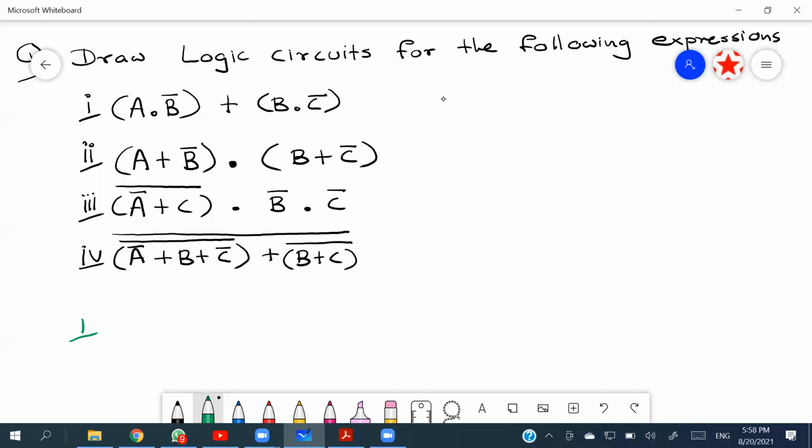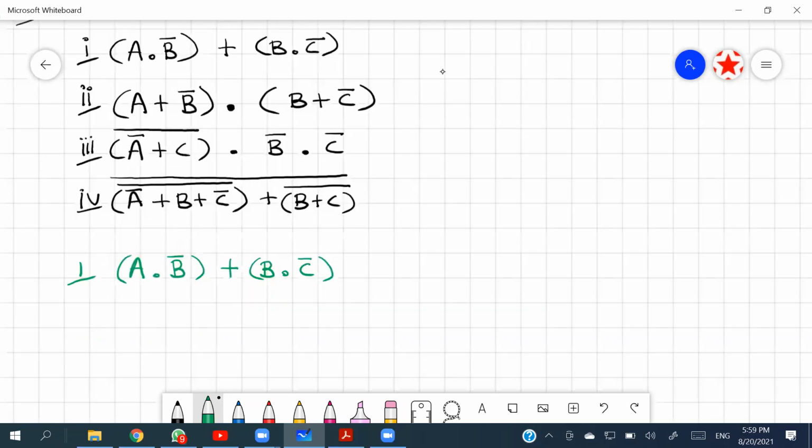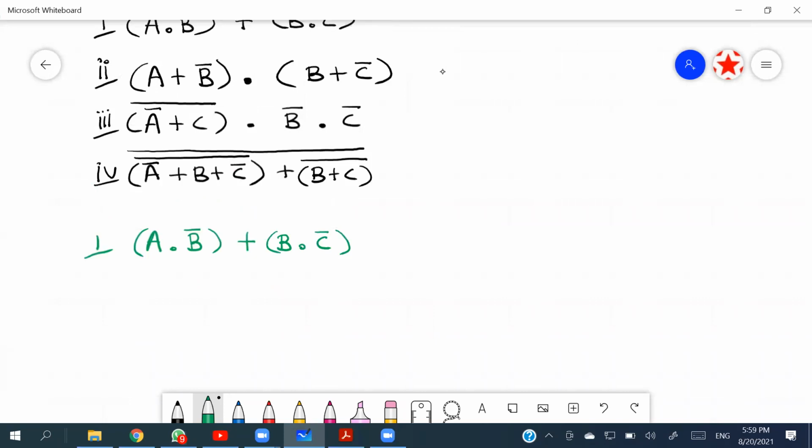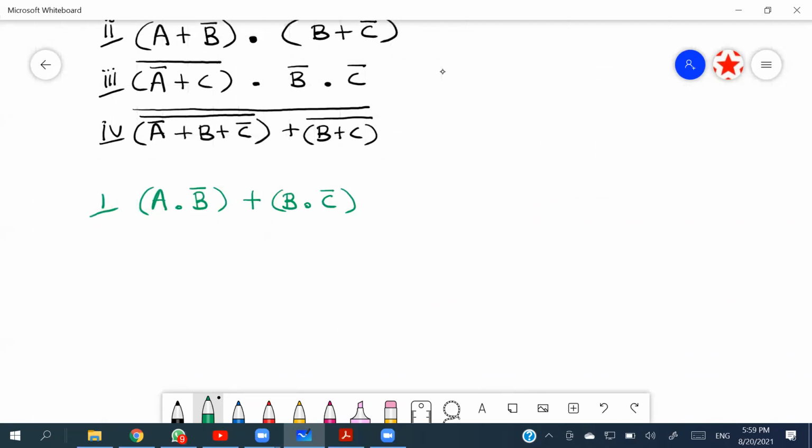The first expression is A dot B bar plus B dot C bar. If you look into the expression, there are three variables, A, B, and C. So that means we have to draw three input lines, which are A, B, and C.